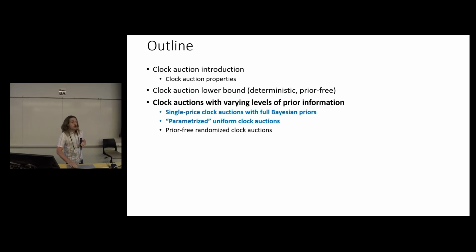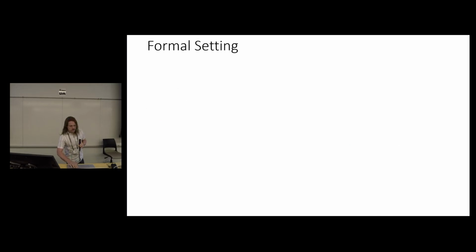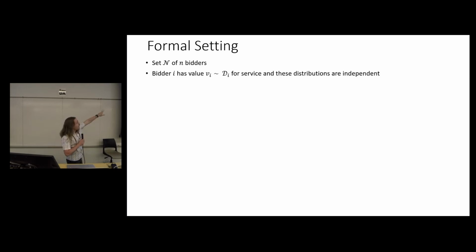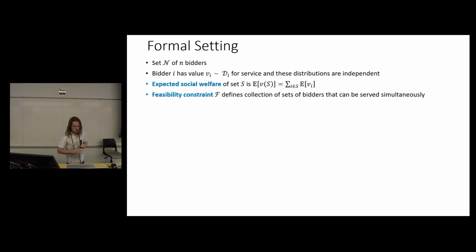We'll start with our deterministic auctions. And just to give the setting formally, we have a set N of n bidders, and bidder i has valuation v_i drawn from D_i, and these distributions are independent. We say that the expected social welfare is, as we expect, the sum of expected values of the bidders. And there's some feasibility constraint F that defines the collection of sets of bidders we can simultaneously serve.